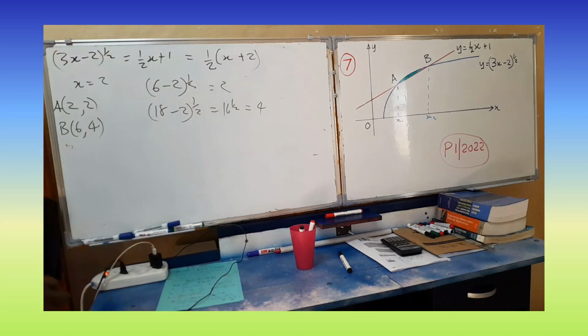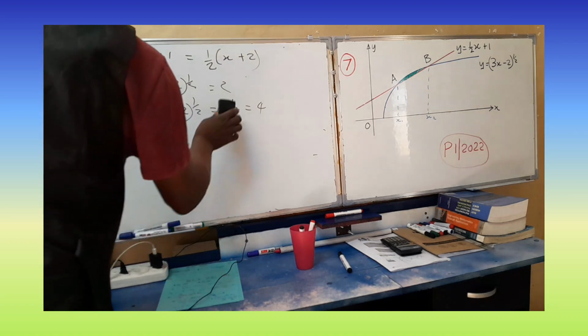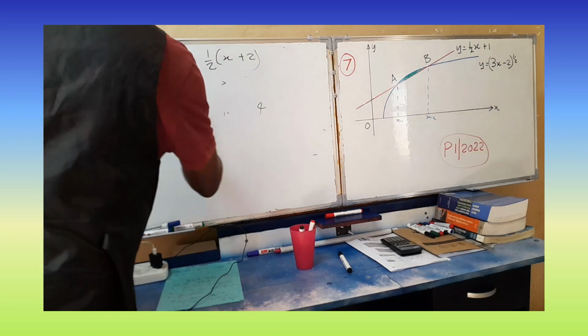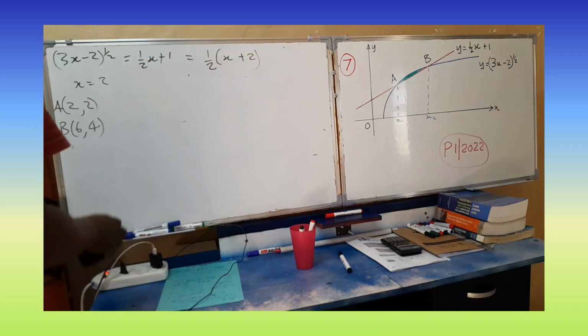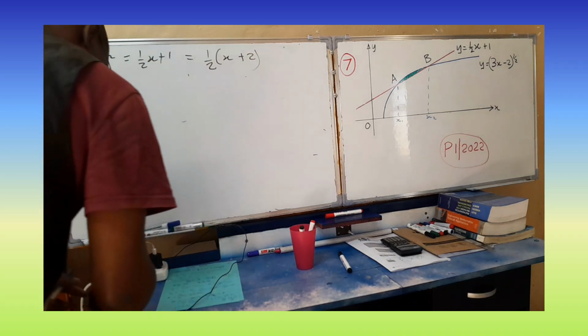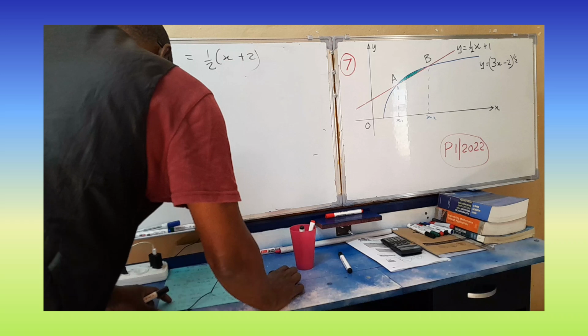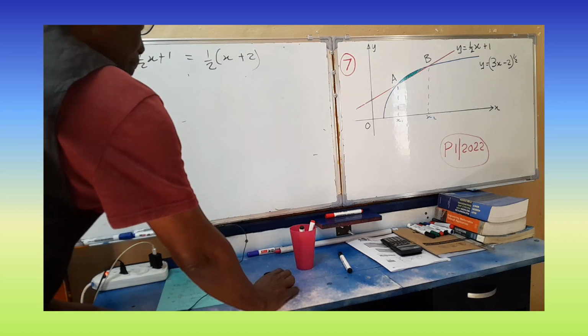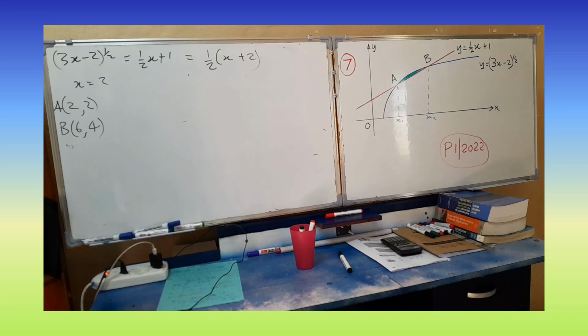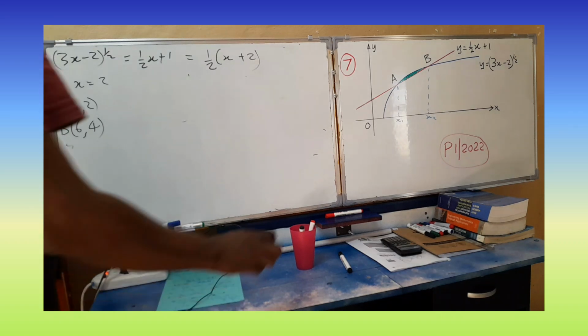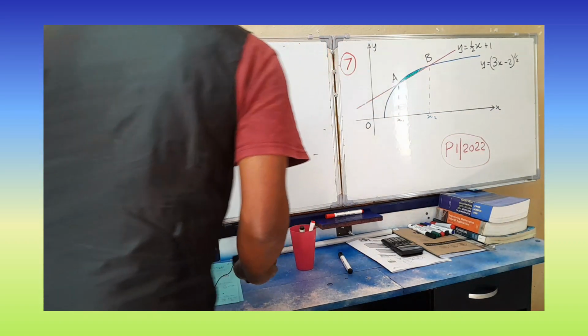Okay, now let's go a little further with this and proceed to the next part of the question. And by the way, this was 4 marks. That's why I told you this thing is rich in marks. The next question goes like this: calculate the area between the two graphs.